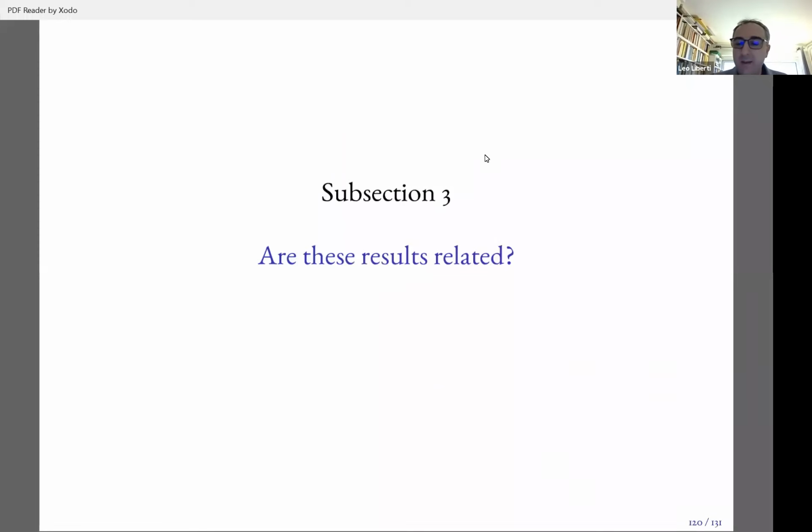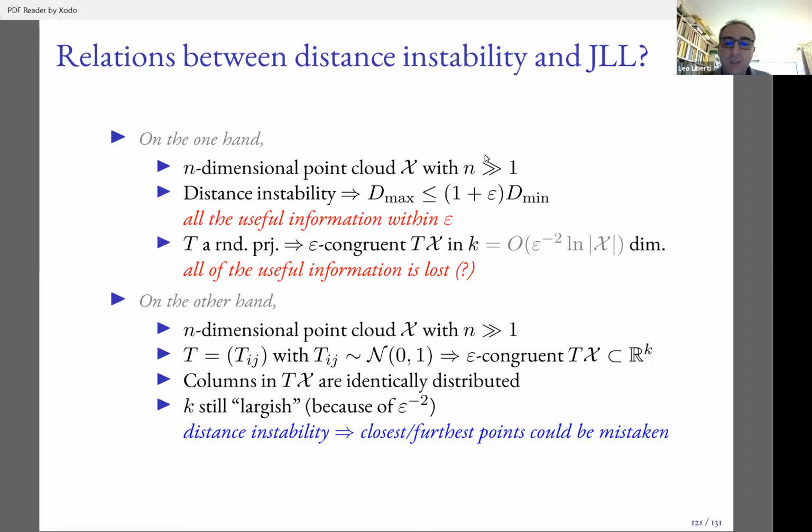Now, I presented 2 types of results in these last 10 or 20 minutes. One was related to random projections and the other to distance instability. Let's agree to just refer to the Euclidean distance here, okay? Are these results related? Well, just informally. On the one hand, for an n-dimensional point cloud big X, like this, with very big dimensionality, by distance instability you get this, all right? So it seems like all of the useful information is within an epsilon.